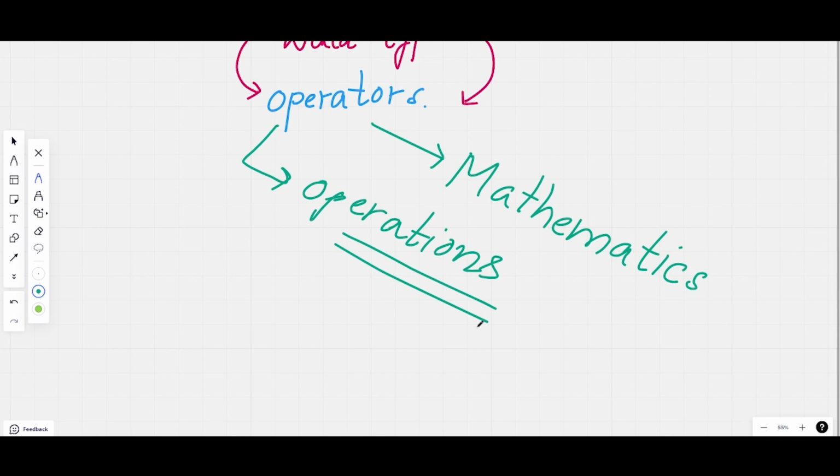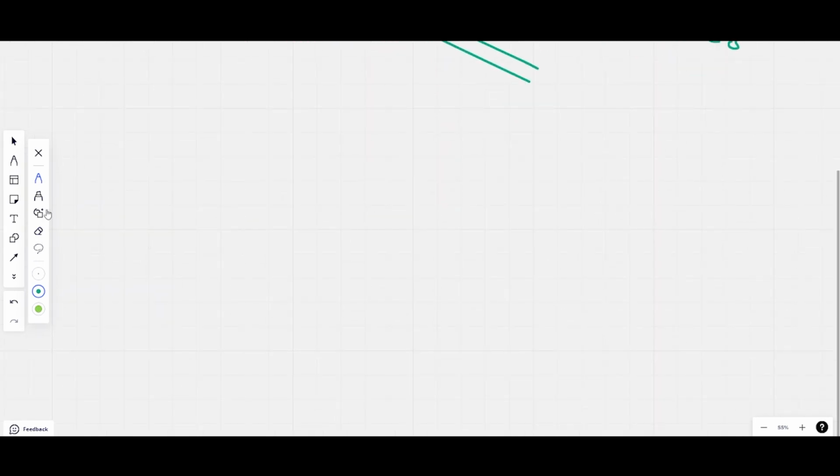C++ has a variety of types of operators, divided into different parts. Generally in C++, we have 5 types of operators, and we'll discuss them in individual videos so that you don't get confused. I'm not going to discuss all 5 types today. I'll just give you the basic idea about what operators are, and then from the next video, I'll give you the idea about the individual types of operators.